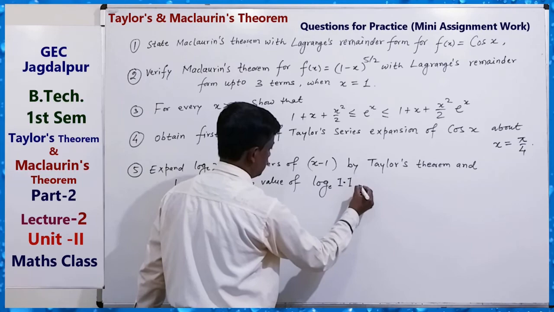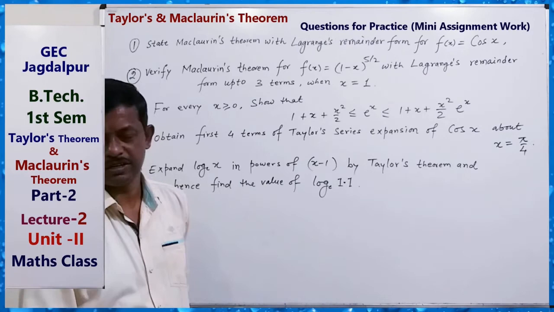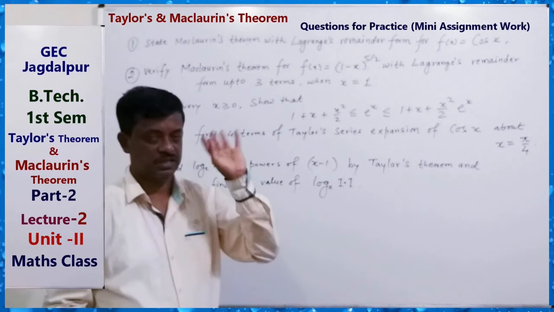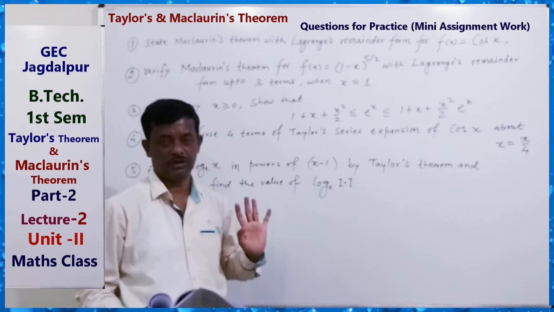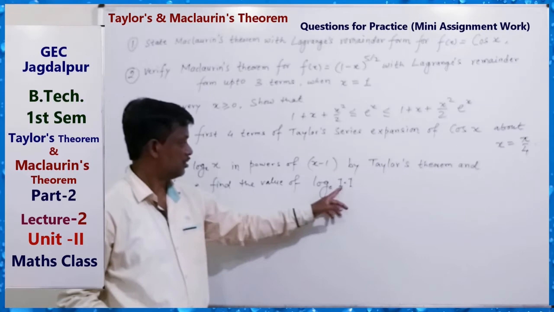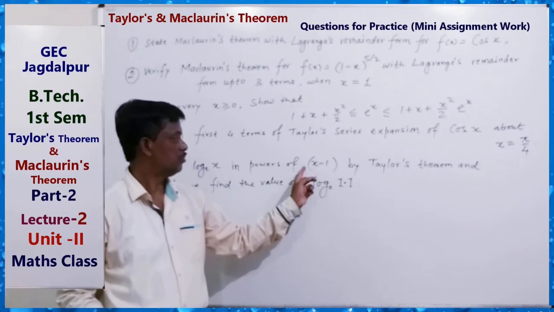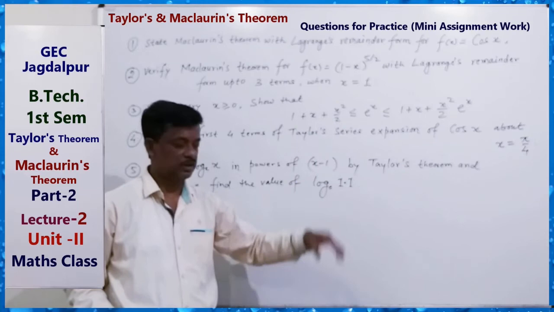You can use the Taylor series expansion f(a plus h) formula, taking h equals x minus a. The x minus a formula can be used, giving Taylor's expansion in powers of x minus 1. Okay. For the final step, log 1.1: put x equals 1.1, so x minus 1 is 1.1 minus 1, which means 0.1. Use this value in the series, taking 5 terms, and you can get the value of log 1.1. Okay, this is question 5.